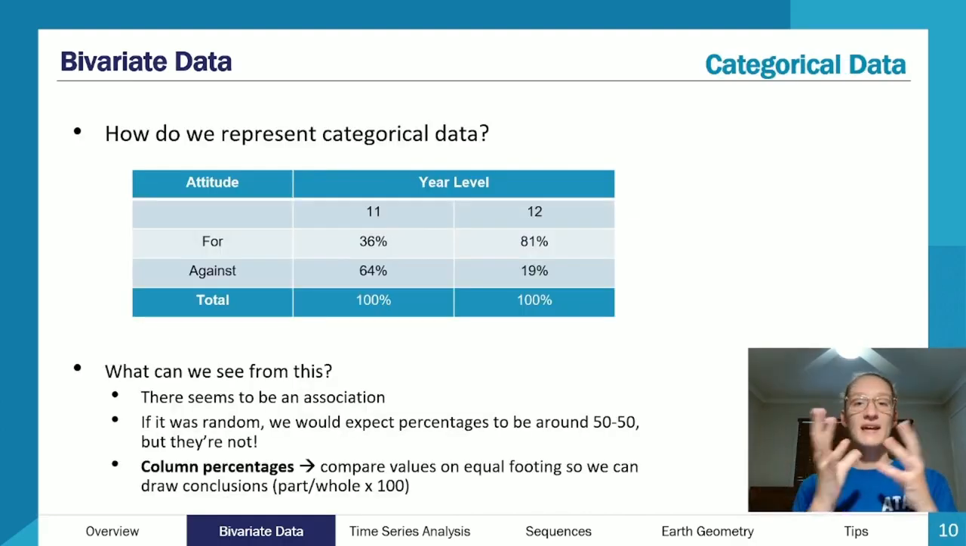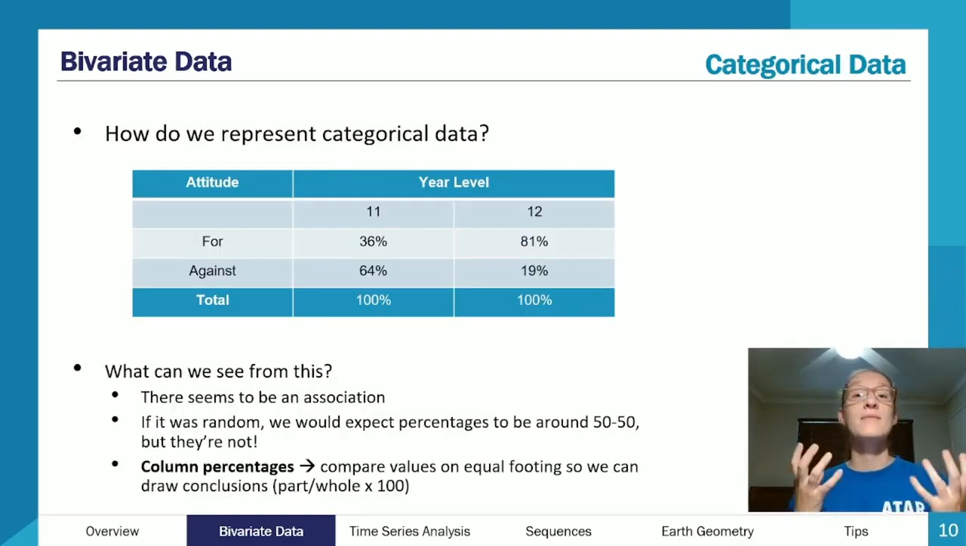So bringing it back again to what I was talking about earlier with how do we represent our different types of data. So how do we represent categorical data? We represent it in a two-way frequency table.